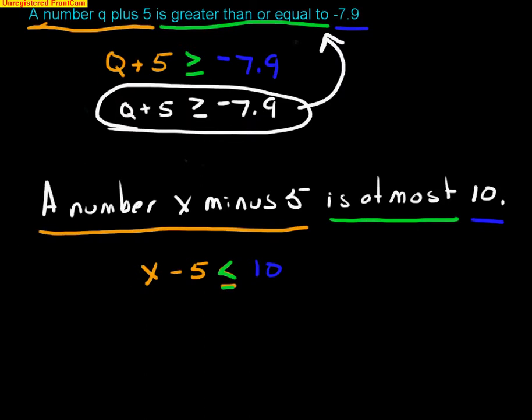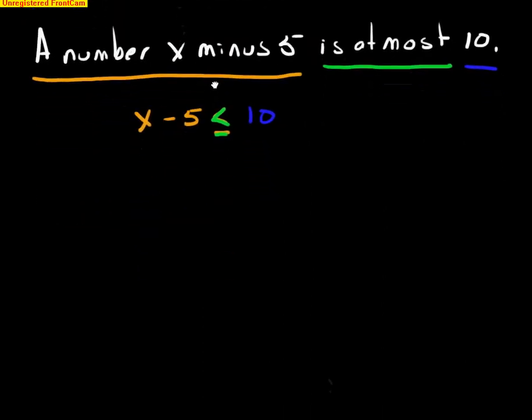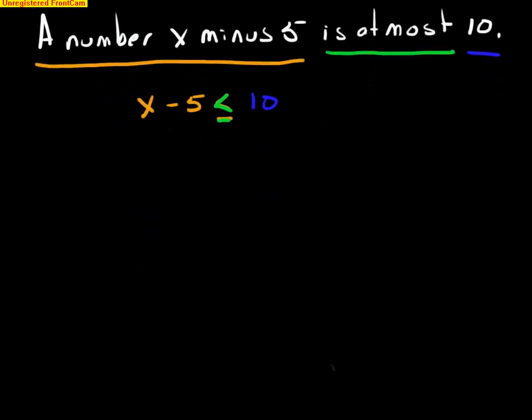Okay, so let's look at one more that looks like a multiplication problem. So let me slide this up. Okay, so let's look at this one. We'll do twice the number y is more than negative 5 over 2. Okay.